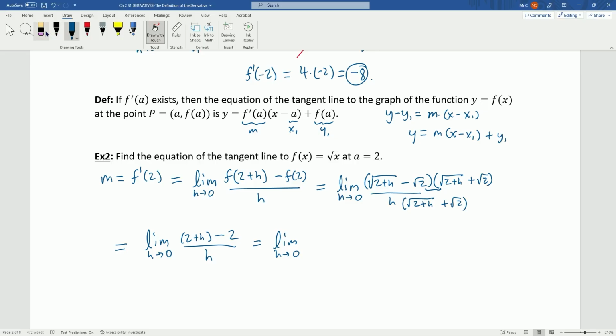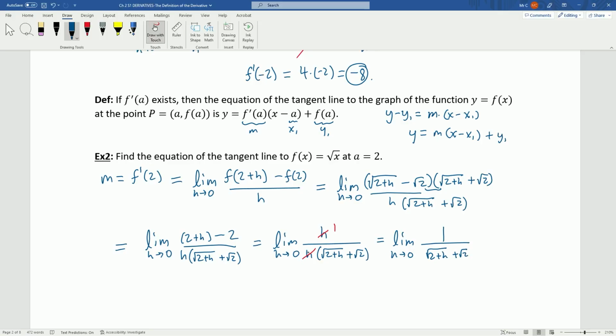Oh, I dropped a term. I lost that little part from my denominator, the square root of 2 plus h plus the square root of 2. There we go. 2 minus 2 is 0, so up top we're just left with h over h times the square root of 2 plus h plus the square root of 2. h over h is 1. So now we have 1 over the square root of 2 plus h plus the square root of 2.